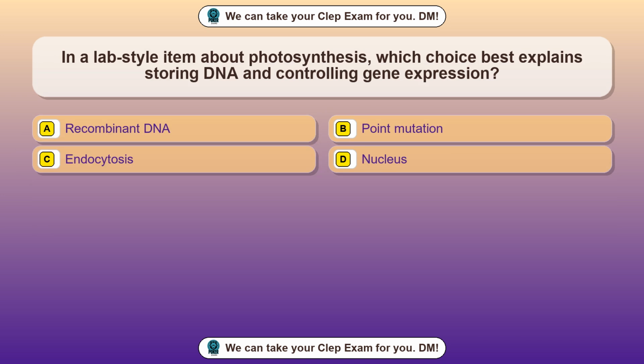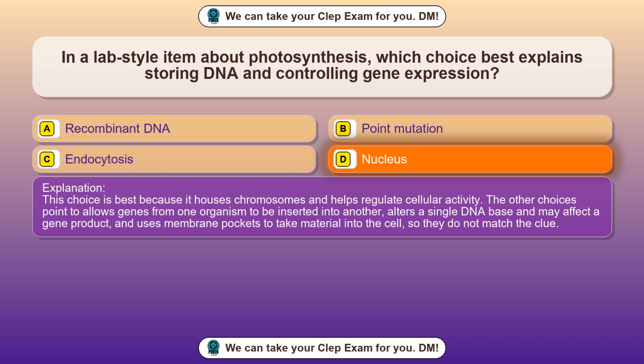Question 64. In a lab-style item about photosynthesis, which choice best explains storing DNA and controlling gene expression? Option A, recombinant DNA. Option B, point mutation. Option C, endocytosis. Option D, nucleus. The correct answer is option D, nucleus. This choice is best because it houses chromosomes and helps regulate cellular activity.